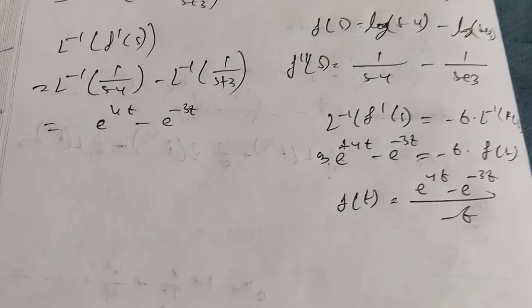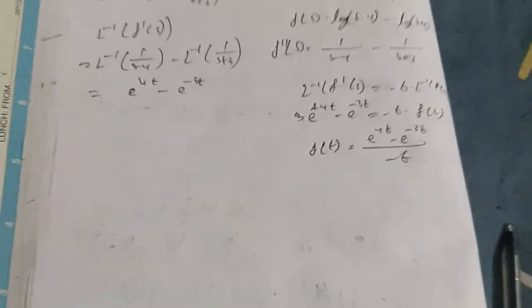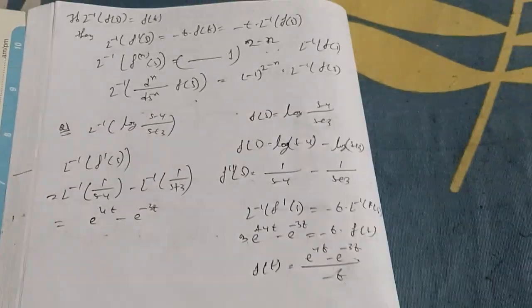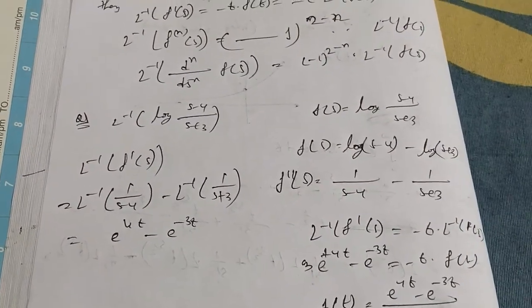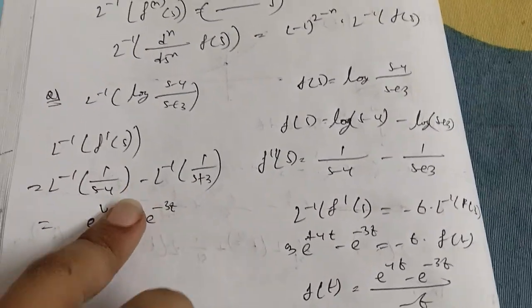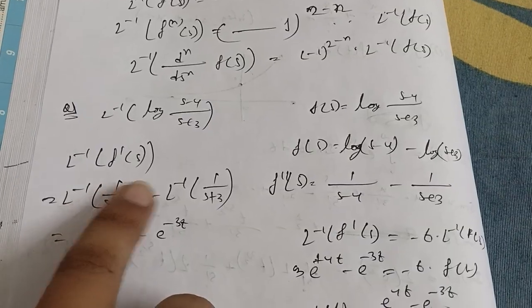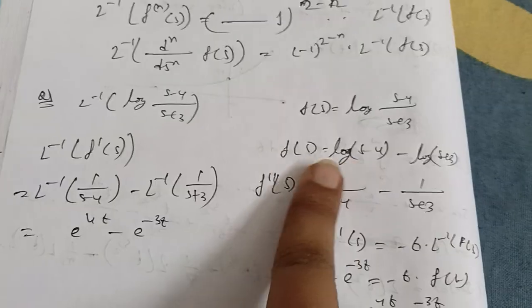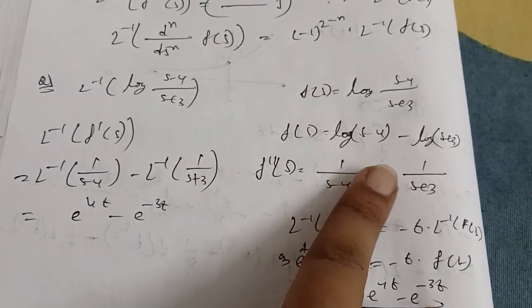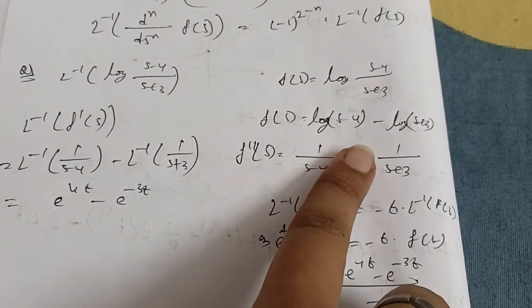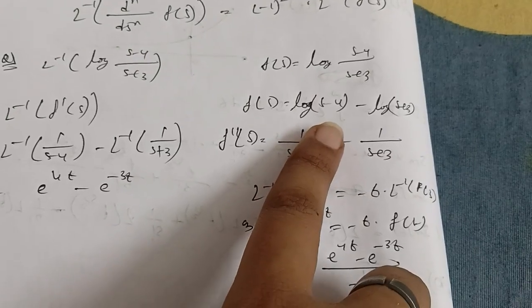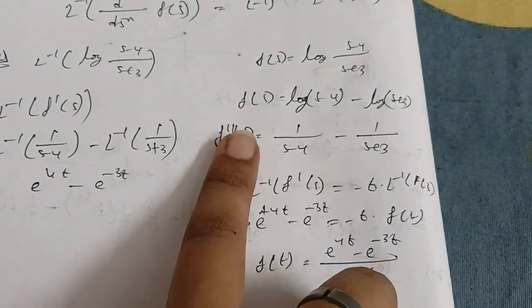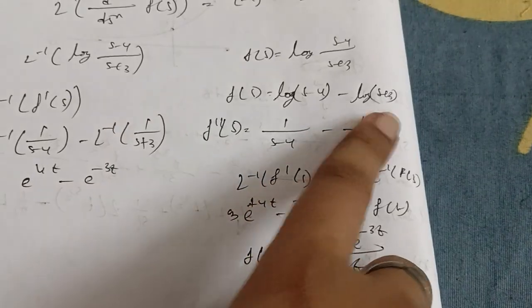I am explaining it again, and as the video gets longer, I am cutting it now. Laplace inverse of log of (s minus 4) by (s plus 3). So at first we take F(s) is equal to log of (s minus 4) by (s plus 3). By the log formula, log a by b is equal to log a minus log b. So F(s) is log of (s minus 4) minus log of (s plus 3), and F dash s is 1 by (s minus 4) minus 1 by (s plus 3).